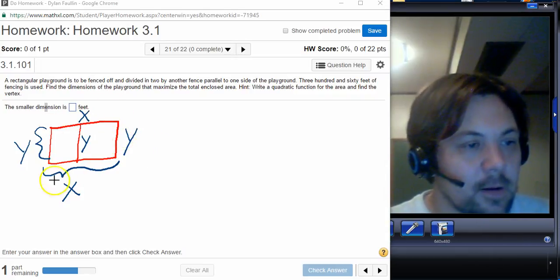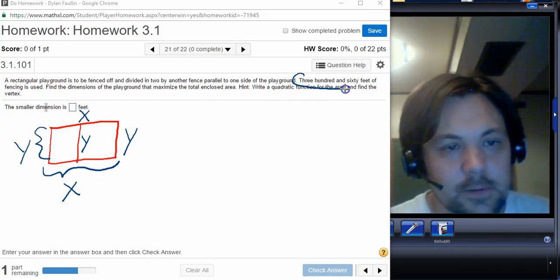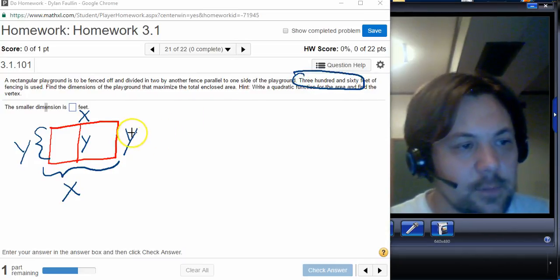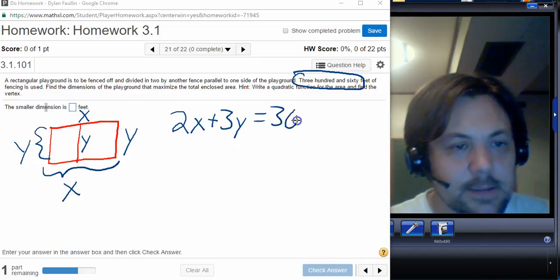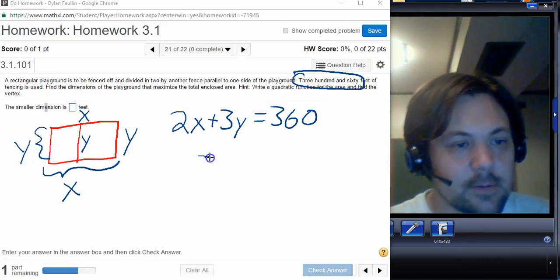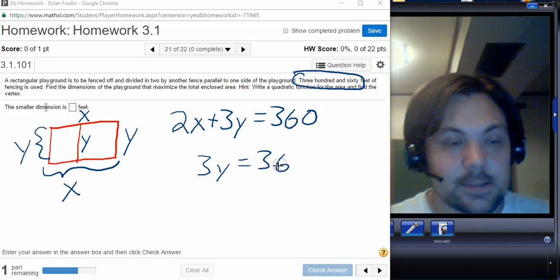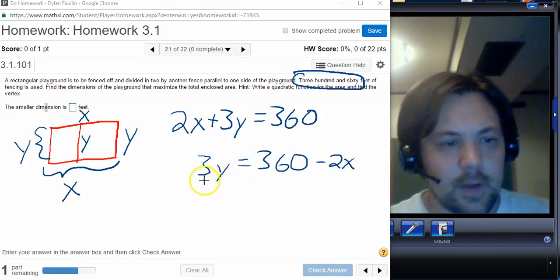And so if we add up all these parts of the fence, it should add up to the total amount of fence being used, which is 360 feet. So we have two x's and we have three y's. And that adds up to 360. All right, so what we're going to do is solve this for y. So we'll subtract 2x to the other side. We'll get 3y is equal to 360 minus 2x. And then we'll divide by 3 on both sides.